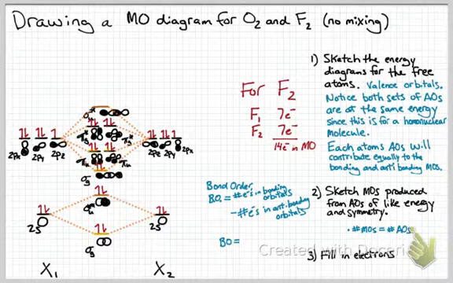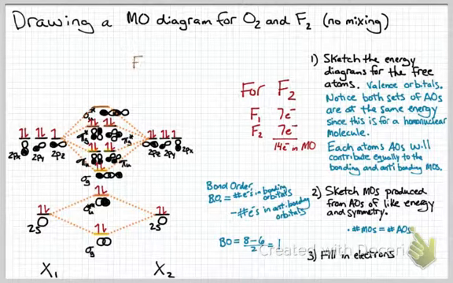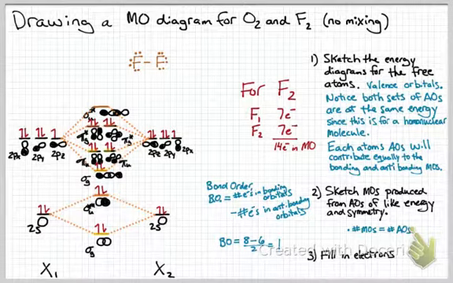So that's going to be bonding orbitals. We have 8 total electrons in bonding orbitals and 6 electrons in antibonding orbitals divided by 2, and so we have a bond order of 1. And this matches the Lewis structure, which also shows a bond order of 1.